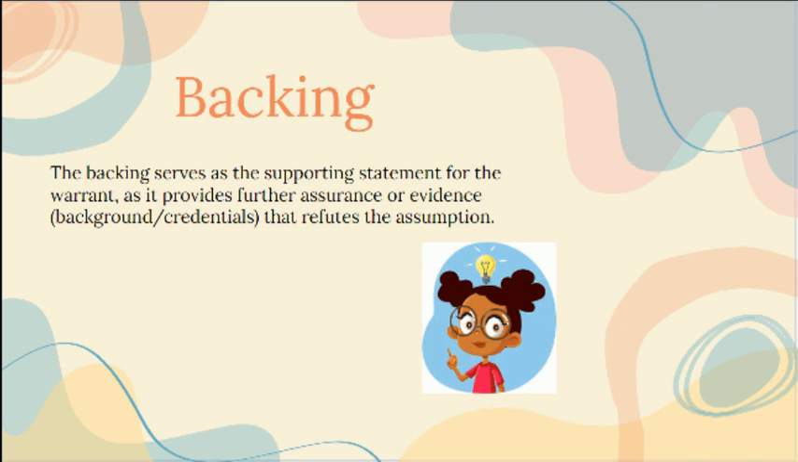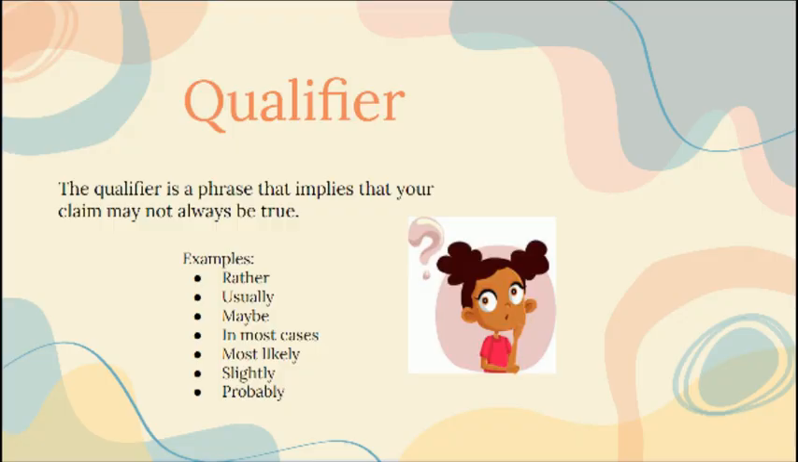The backing serves as the supporting statement for the warrant, as it provides further assurance or evidence, background credentials, that refutes the assumption. The qualifier is a phrase that implies that your claim may not always be true. Examples: rather, usually, may be, in most cases, most likely, slightly, probably.